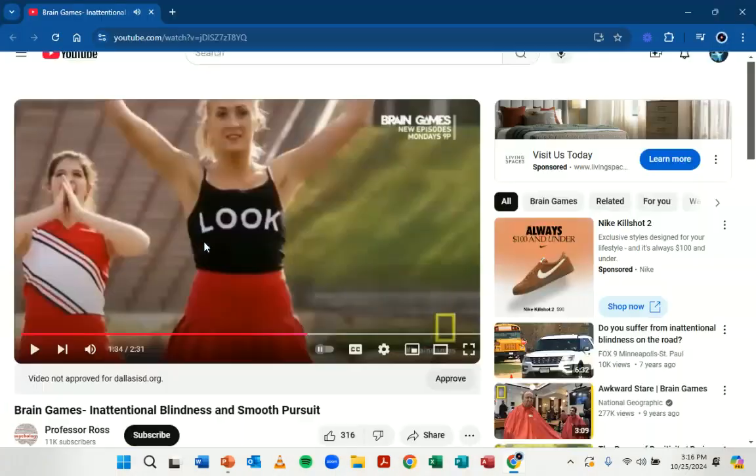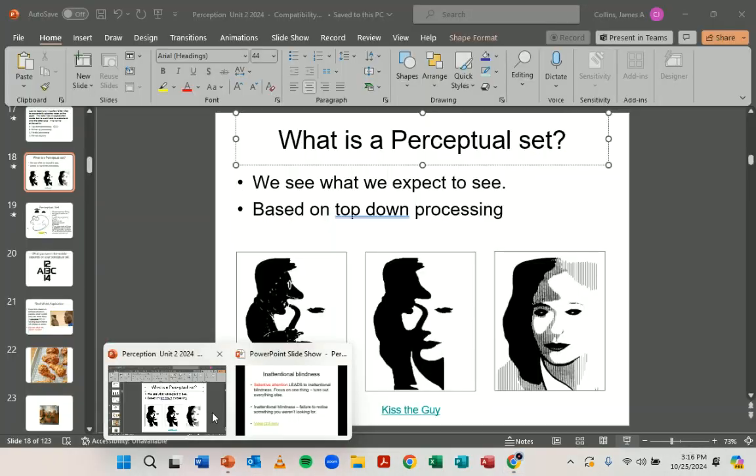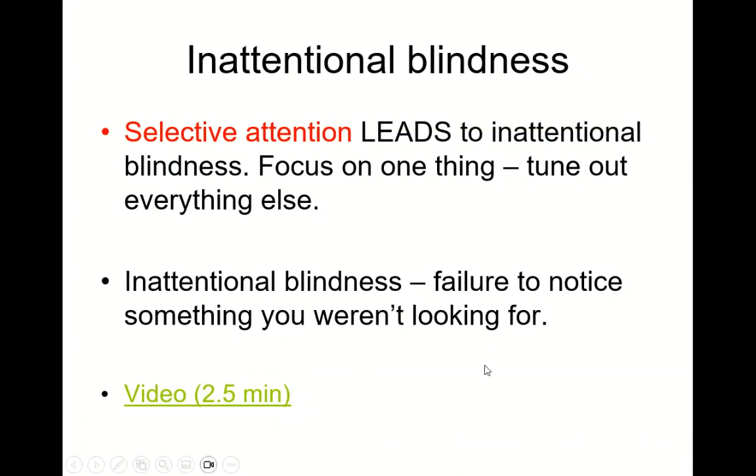All right, that's enough. So it's just like the moonwalking bear, okay? Selective attention leads to inattentional blindness. Inattentional blindness is when you miss something because you're focusing on something else. So basically, inattentional blindness is a failure to notice something you weren't looking for, just like the moonwalking bear. All right, moving right along.